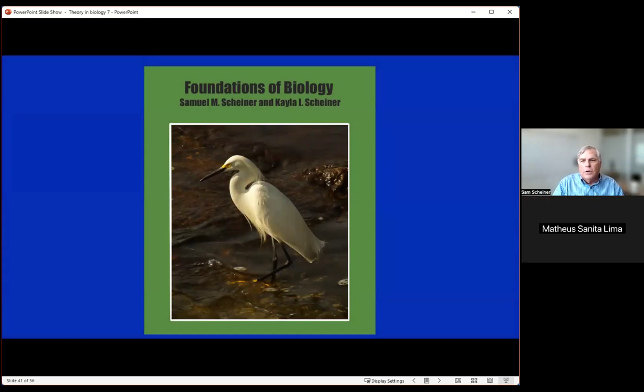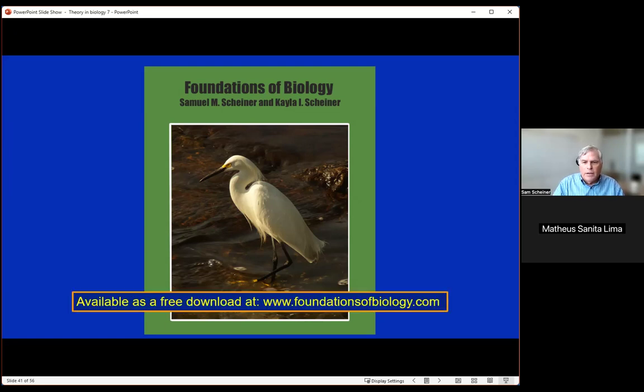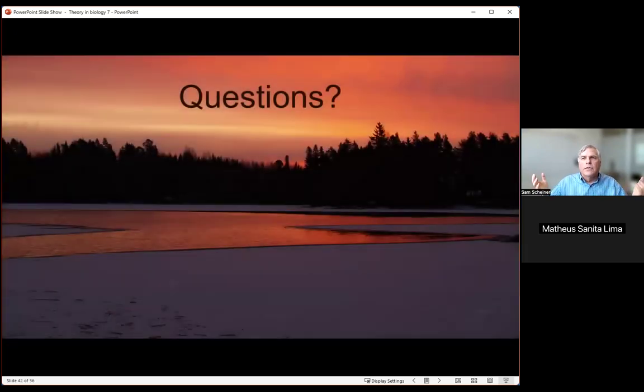Another thing you might want to look at is this book. It's meant as a general textbook, and it's very short. It's only 7 chapters, one chapter for each of those general theories, plus a chapter on what is science. It's available as a free download. If you just go to www.foundationsofbiology.com, you can download it as a PDF. It goes into details at the level of an undergraduate textbook. So there it is. That's one way of looking at the role of theory in biology, and now questions.